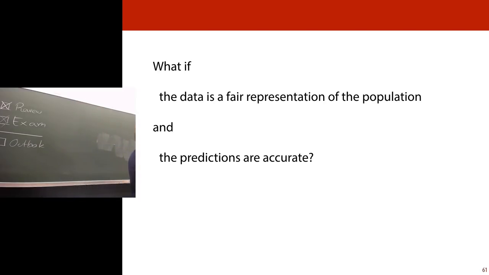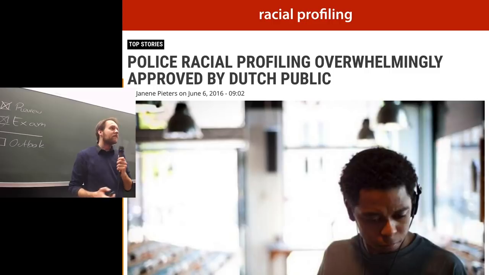So let's say that the data is a fair representation of our population. Just assume. And let's say that the predictions in some sense are accurate. Let's say that we have a model and somebody says, you know, it works. Why aren't we allowed to use it now? Why are we still racist if the data is a fair representation of the population and the predictions happen to work?